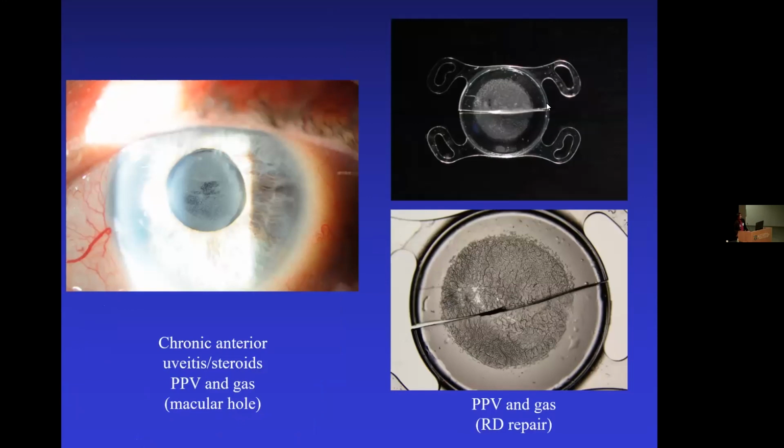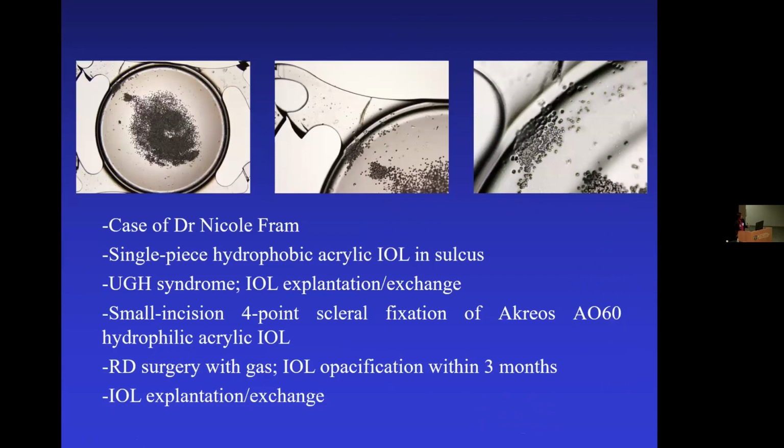And you have some other examples here. And also we had some cases just occurring after intravitreal injections, no surgical procedures. So this case here is very interesting, and I want to highlight it because the patient had a single-piece hydrophobic acrylic lens in the sulcus, and then, of course, he had problems related to uveitis, glaucoma, hyphema syndrome, and Dr.